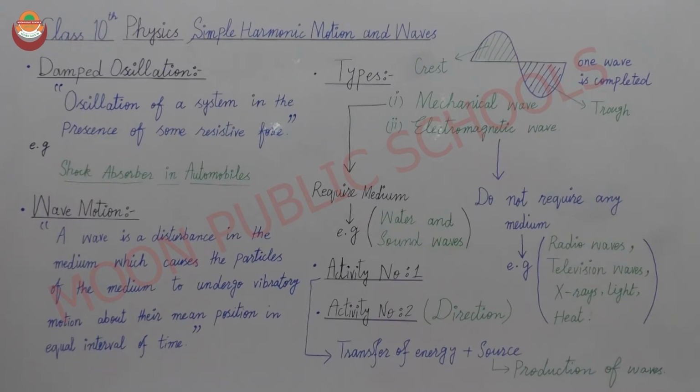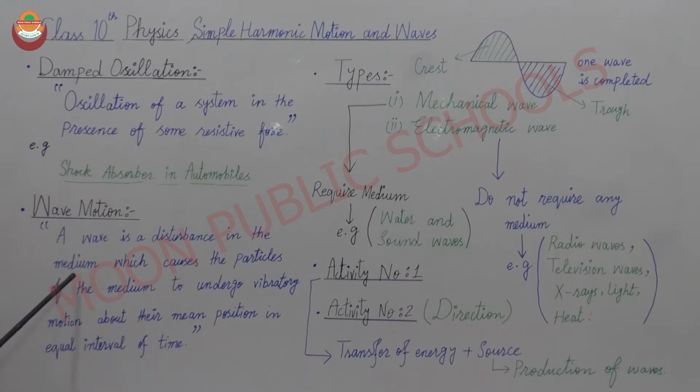Now move toward the next topic, wave motion. What is a wave? When we hold a string in our hand and force is applied to the string, then a wave is produced. The definition of a wave is written here. A wave is a disturbance in the medium which causes the particles of the medium to undergo vibratory motion about their mean position in equal intervals of time.